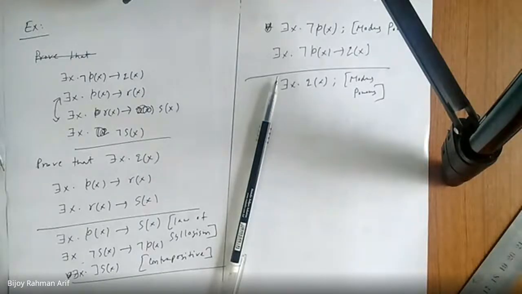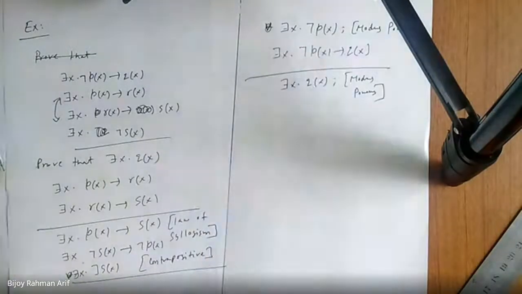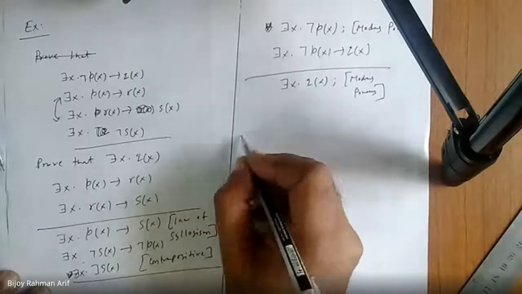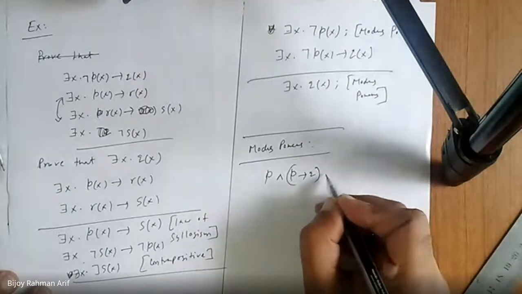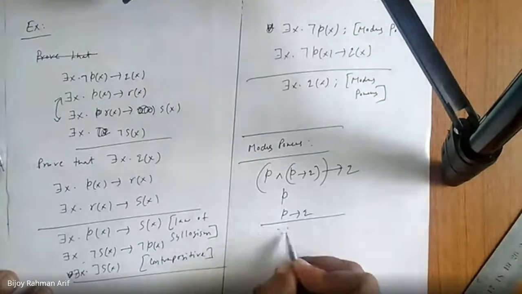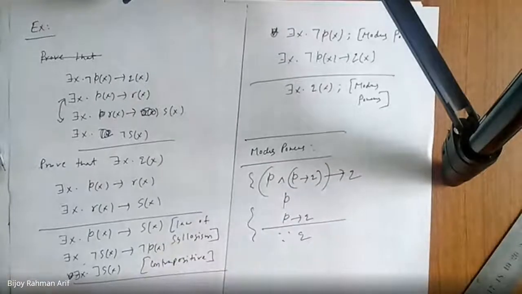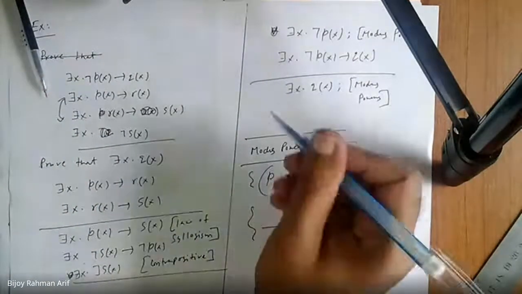Sir, modus ponens to review. Which part of modus ponens can't you understand? What is modus ponens? I keep forgetting it. Modus ponens: p and p implies q, implies q. So p implies q, p, therefore q. This is called modus ponens. Am I right? Yes sir. It becomes a tautology. So this is called modus ponens. The same thing, let's consider it.